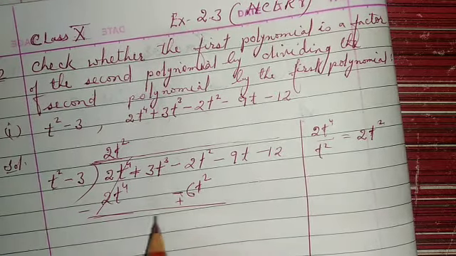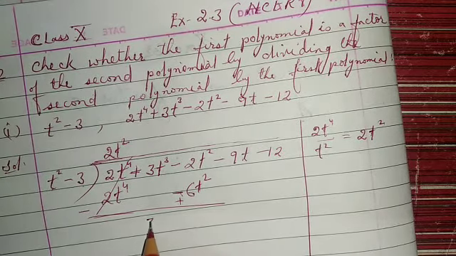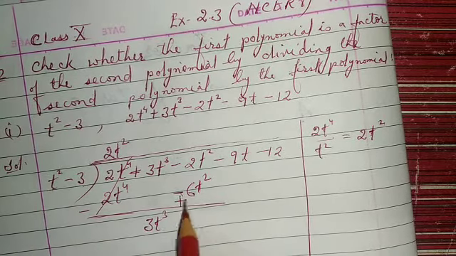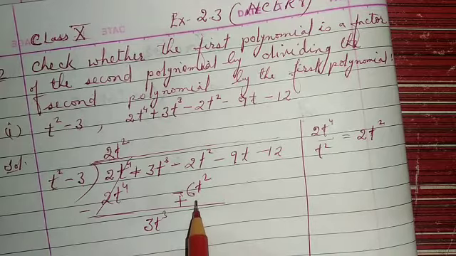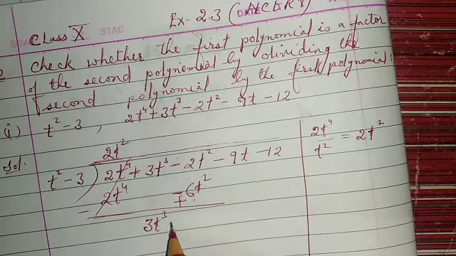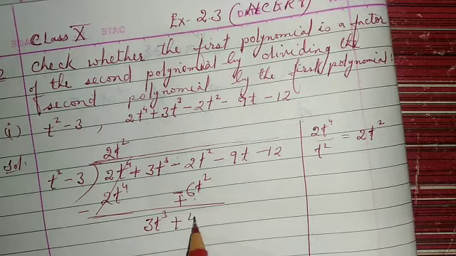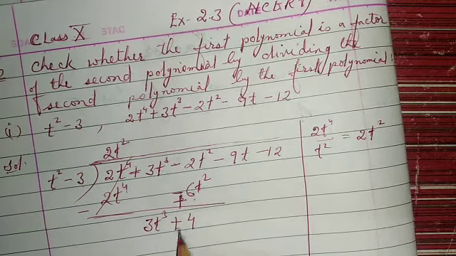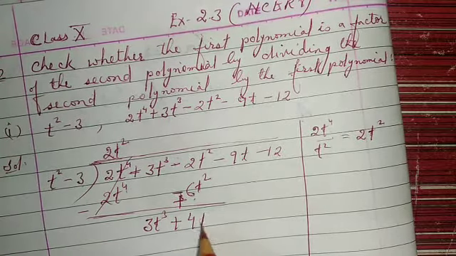And now what is left? Right here it is 3t cube, and this is plus and this is minus. So we do subtraction. 6 minus 2 is equal to 4. So write here 4, because 6 is greater than 2, that's why we use this sign. It is 4t square.